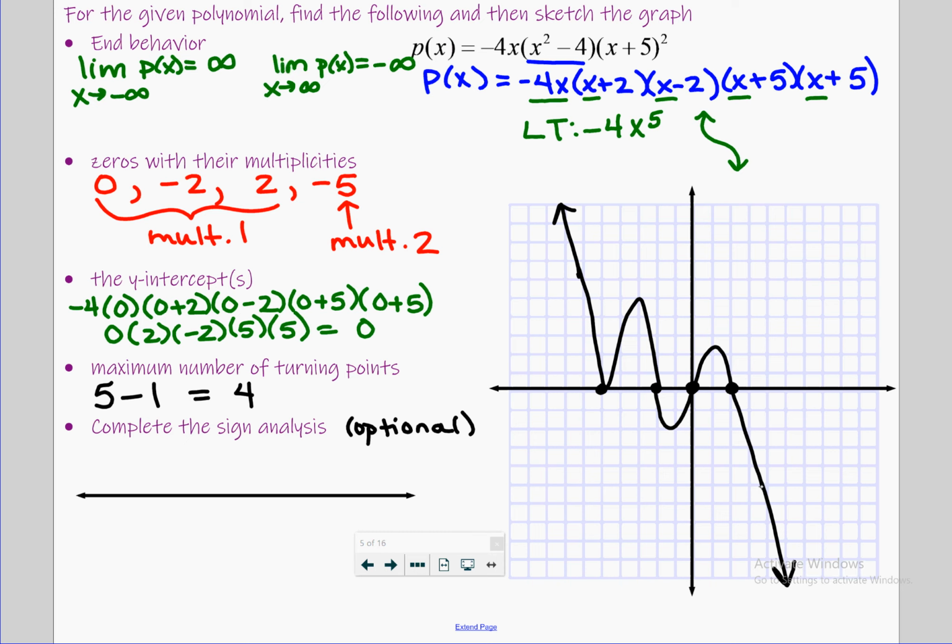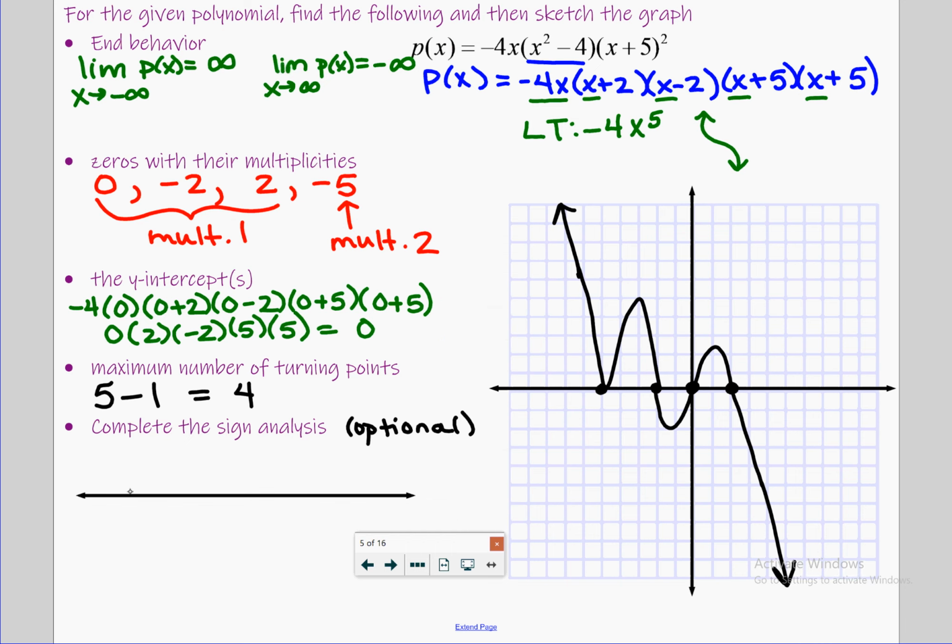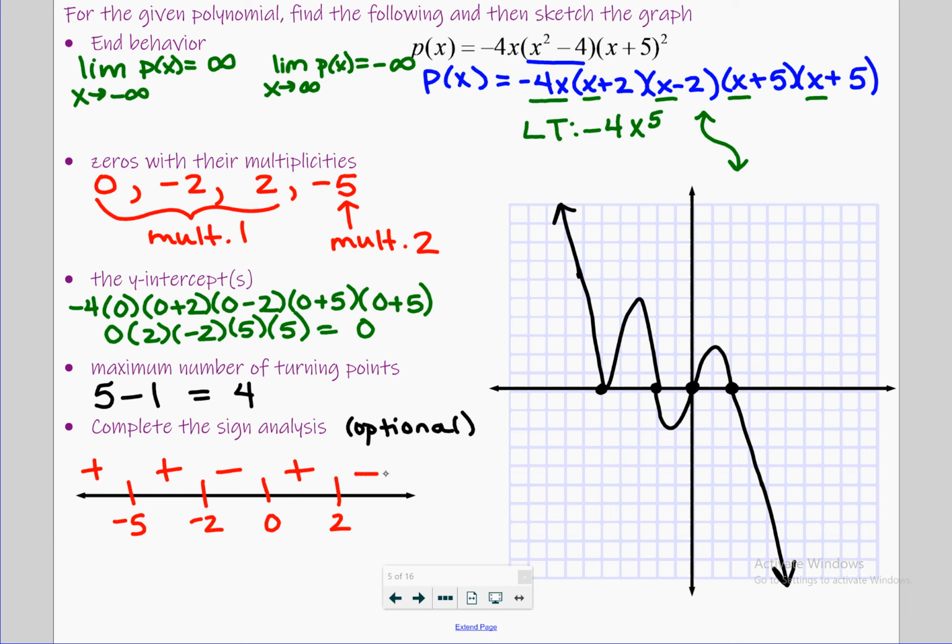If you did sign analysis, which again is optional and I will not require, that's basically a way to check this answer. You take your zeros, negative 5, negative 2, 0, and 2, and you plug in numbers in each of those intervals. And you are concerned about whether it's positive or negative. Positive, positive, negative, positive, negative is what you would get if you plug in numbers in each of those spots. So this actually checks a couple things for you. If you look on the ends, it actually gives you the end behavior. It's telling you on the left it goes up and on the right it goes down.